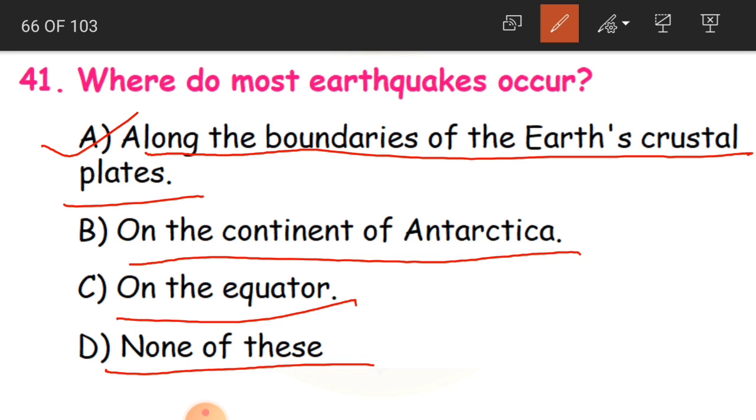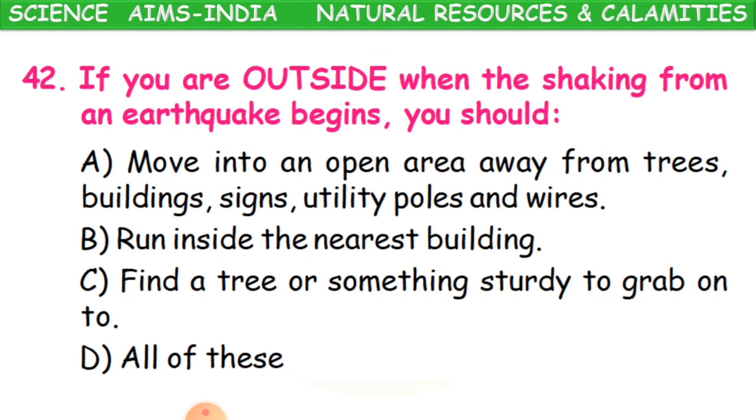We have already learnt that the first layer, which is the crust, is formed by so many tectonic plates. Because of these tectonic plates, when they slide against each other, we get earthquakes. And where exactly these earthquakes occur is along the boundaries. Where the boundaries of the Earth's crustal plates are, at those particular points the earthquakes are going to occur. Clear, children?